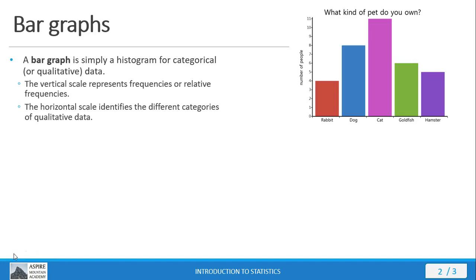Now, I gotta say, I really love this example bar graph over here, right? It says, what kind of pet do you own? And check this out. What comes up on top? It's the cat. Cats come out on top.